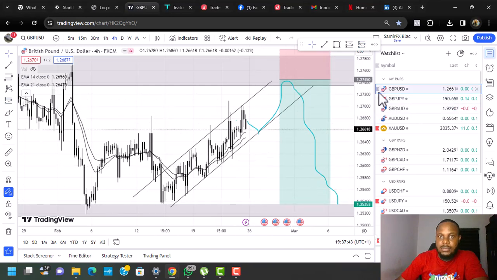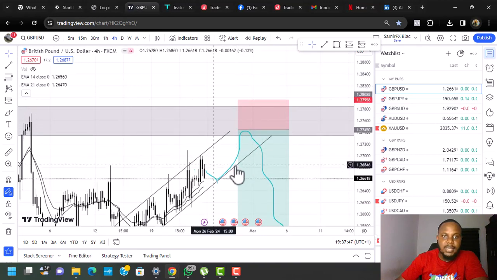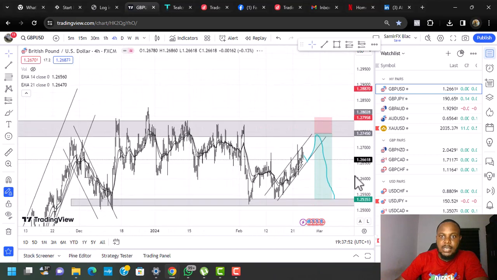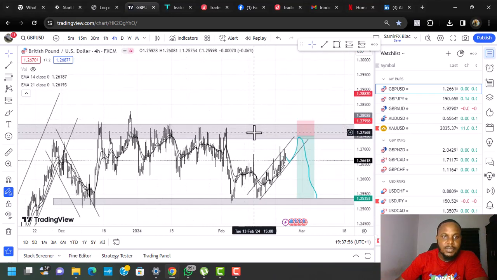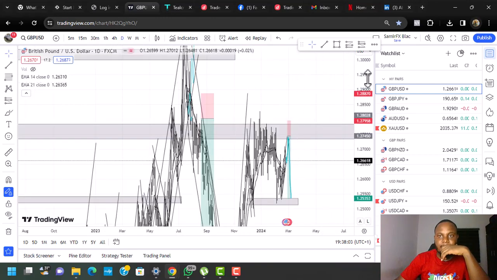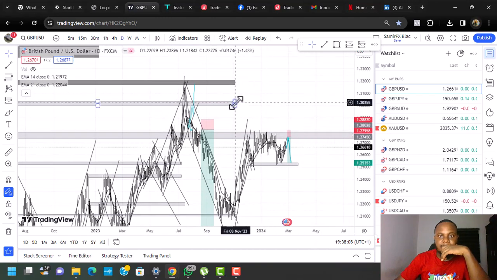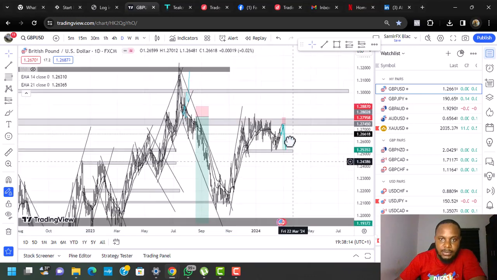But if it doesn't give us the kind of opportunities that we're looking for, then we'll be targeting the higher levels, and that would mean that if the pair breaks above this resistance, we'll look at the next level. I think the next level is somewhere here at the 1.3 level. So we're expecting the market to push up to this level, and I think that's it for GBP USD.